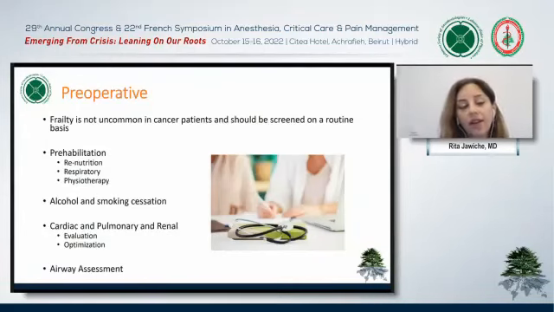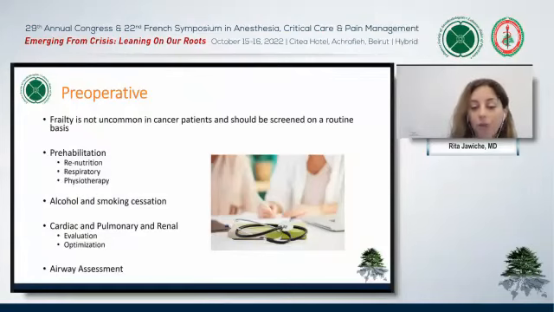In head and neck cancer patients, we have a specific concern with alcohol, smoke, and other drugs toxicity. So they should be screened and they should be followed and very well prepared in order to stop all those toxins before the surgery. As we've seen with neoadjuvant chemotherapy, we have to detect what drugs have been given before in this neoadjuvant chemotherapy in order to have a thorough evaluation about the cardiac, the pulmonary, and the renal functions of the patient, and to optimize it if needed. Not to forget the airway assessment in this preoperative phase.